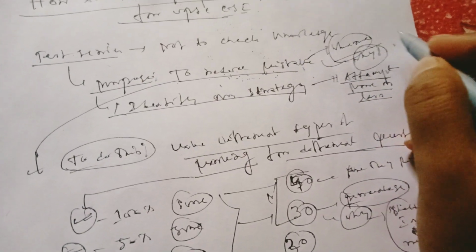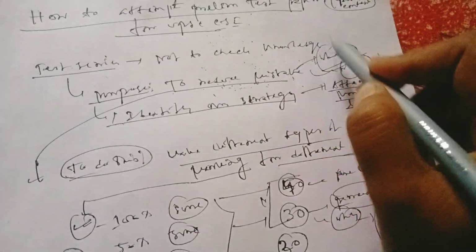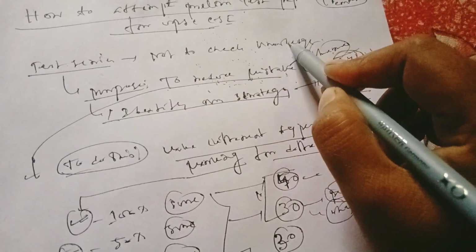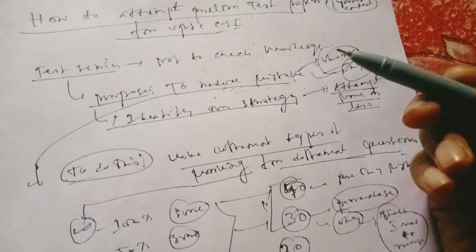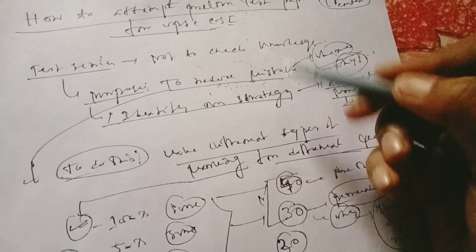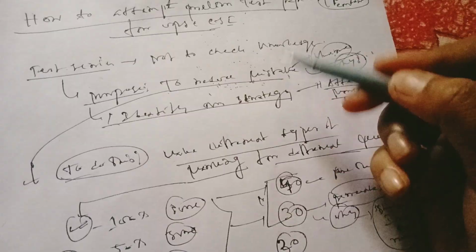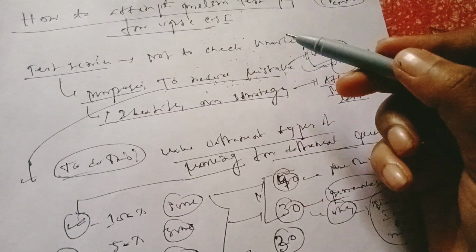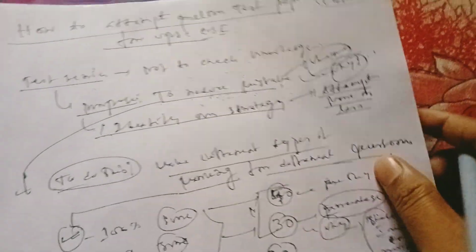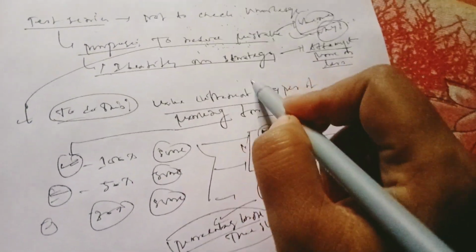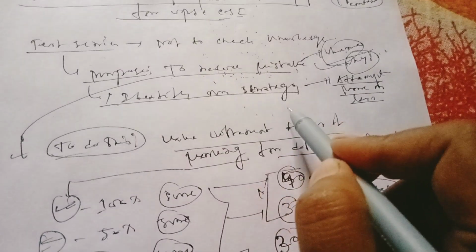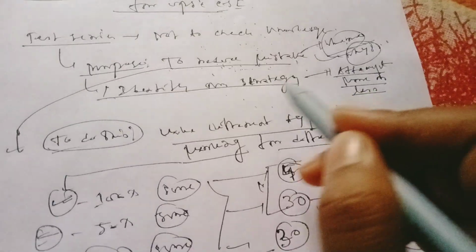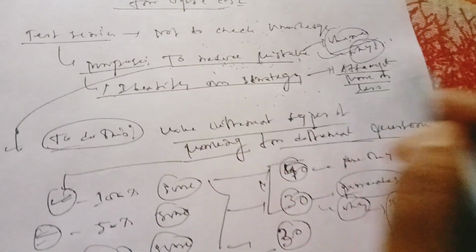Before attempting a test paper, we have to revise that concept properly, so that we don't repeat those mistakes again and again. Just because of the lack of revision we are doing mistakes. That should not be our fault, right? So how to identify and reduce these mistakes by attempting test papers?